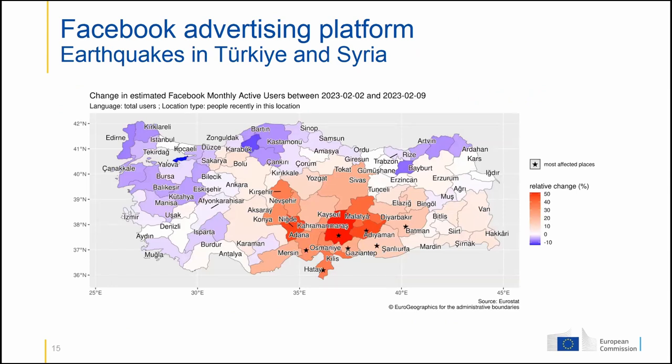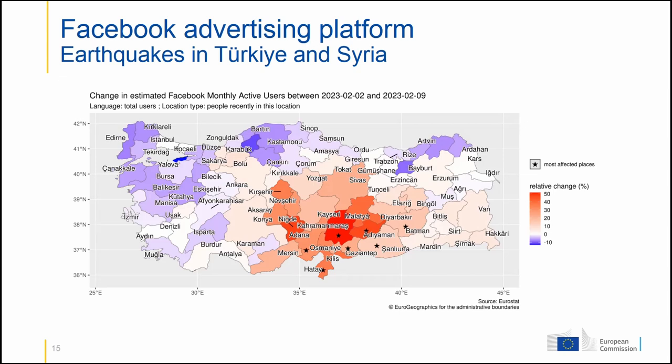This is another case study where we applied the same data to study, let's say, the consequences on this Facebook activity because of the earthquake of Turkey and Syria in this February. And we are comparing now the monthly active users estimate from the Facebook platform before and after the earthquake. And as you can see, there was a huge increase. We are now looking at Turkey. And as you can see, we can go even further in detail compared to the national analysis that we did before. So we are now looking at Turkish provinces.